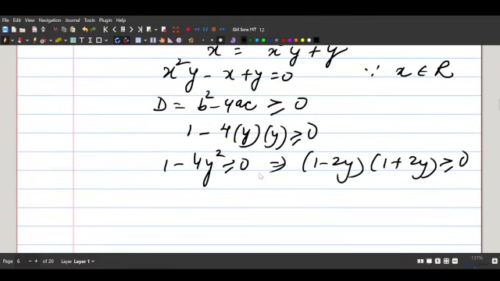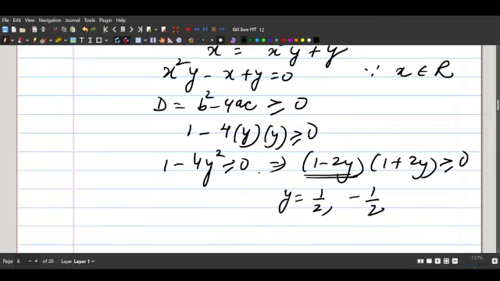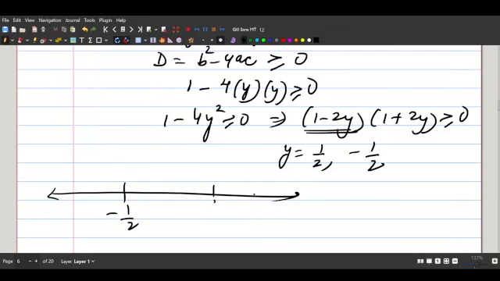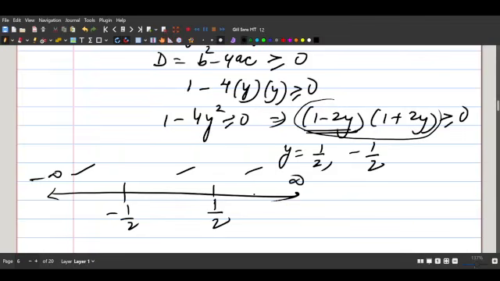Now if we use the wavy curve method, from here I get two critical points. If you equate the first bracket to 0, it gives you one critical point, half, and another critical point, minus half. Then we show these two critical points on the number line, minus half, plus half. Then we have to check. I have three parts on the number line, the first, second, and third. I have to check now which parts make the whole product positive or equal to 0.